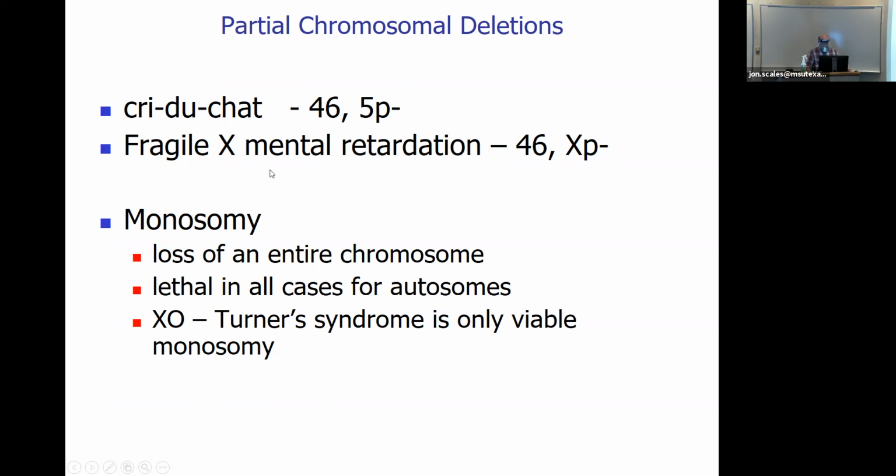Here's one, fragile X. This would have been also a male because you wouldn't have this phenotype if it was female, because females have 2 X chromosomes. So you delete part of one X, no problem, usually. So this would have been 46XY, XP minus. So that means the P arm of X is missing.